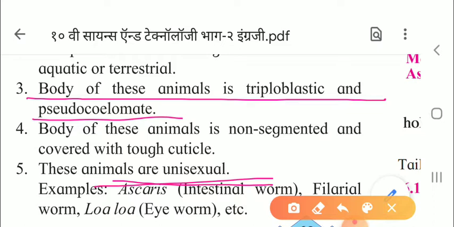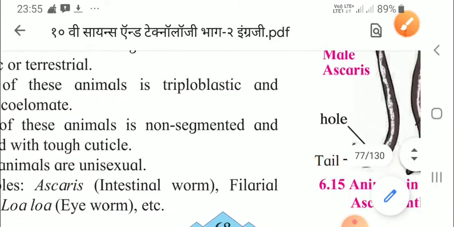Now what are the examples? Ascaris, that is intestinal worm, filaria worm, Loa loa, it is also called the eye worm. So these all are the examples of this, you can see here. So this is all about the Aschelminthes. I'll show the diagram here, children.